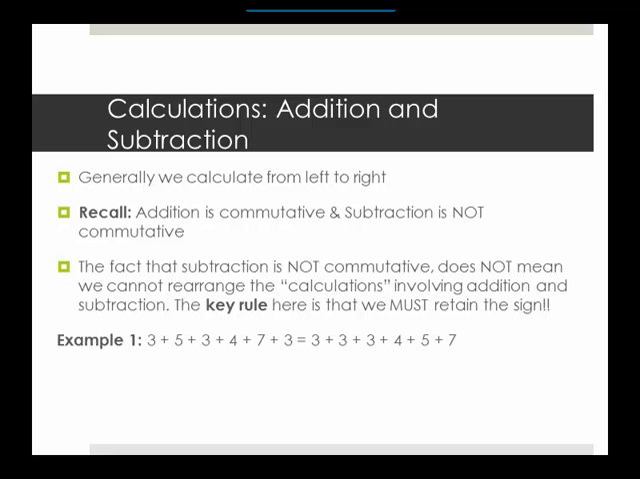Let's look at an example. 3 plus 5 plus 3 plus 7 plus 3 is exactly the same as 3 plus 3 plus 3 plus 4 plus 5 plus 7. In this example, we only have addition, so we do not need to be too concerned. However, let us look at our second example. 6 plus 7 minus 10 plus 2 minus 1 minus 2 is really equal to 6 plus 7 plus 2 minus 10 minus 1 minus 2.